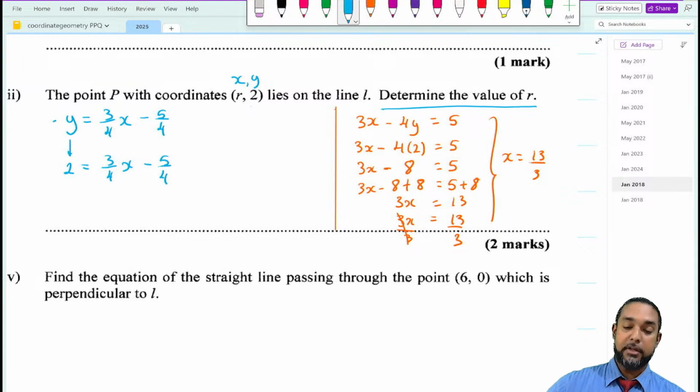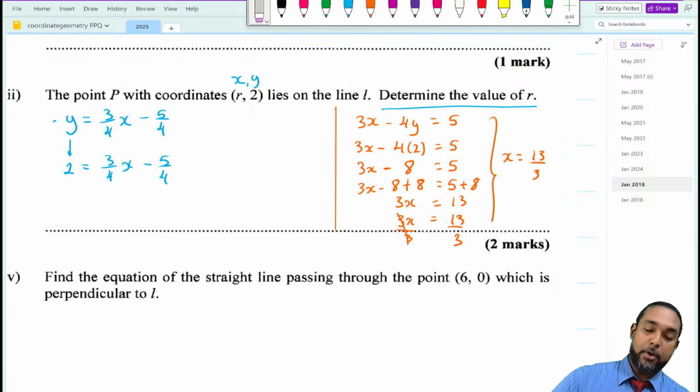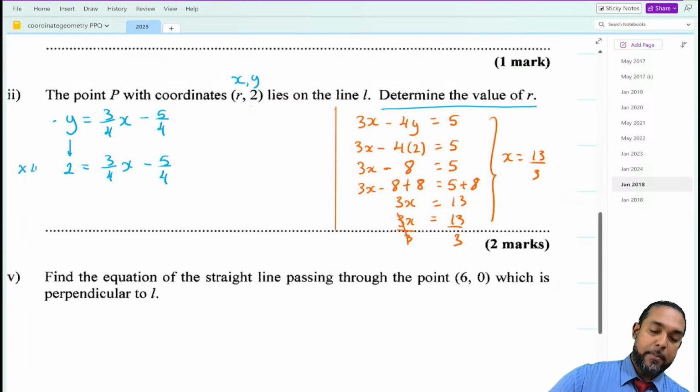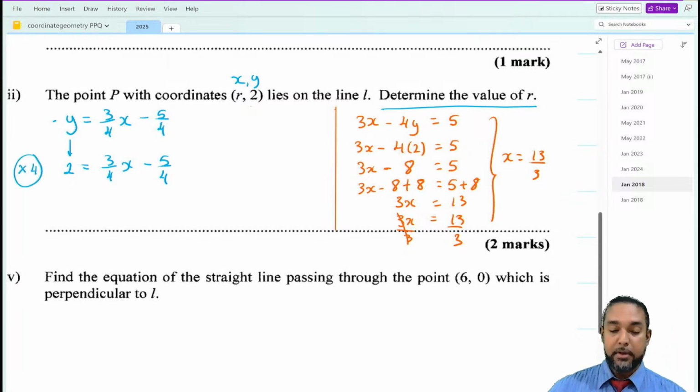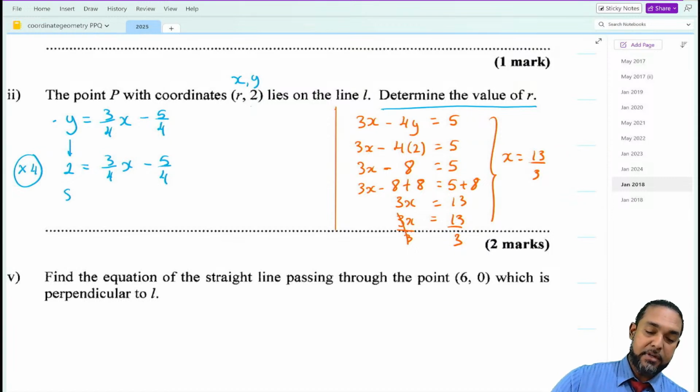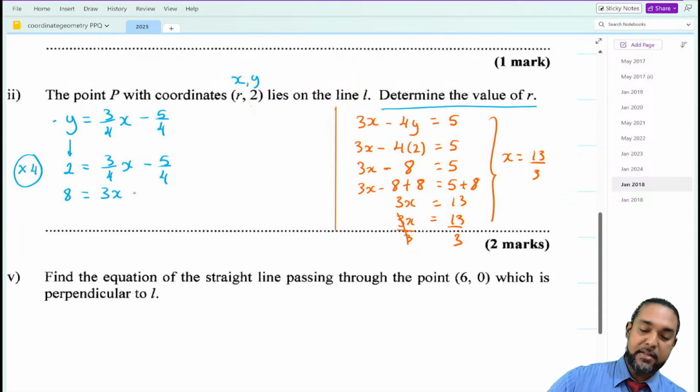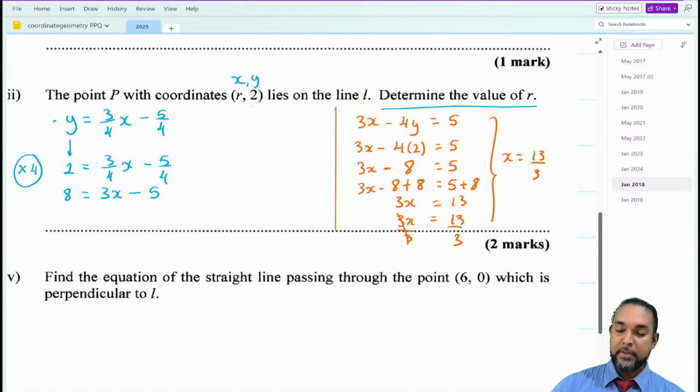Now if you did it the other way, which is perfectly fine, what we could do first is, as I like to say, clear out the denominator. So we can multiply by the denominator on both sides. When you multiply 2 by 4, that is 8. When you multiply this by 4, it'll cancel the denominator, giving us back x. When you multiply this by 4, it'll cancel the denominator, giving us back 5. It's an equivalent statement.